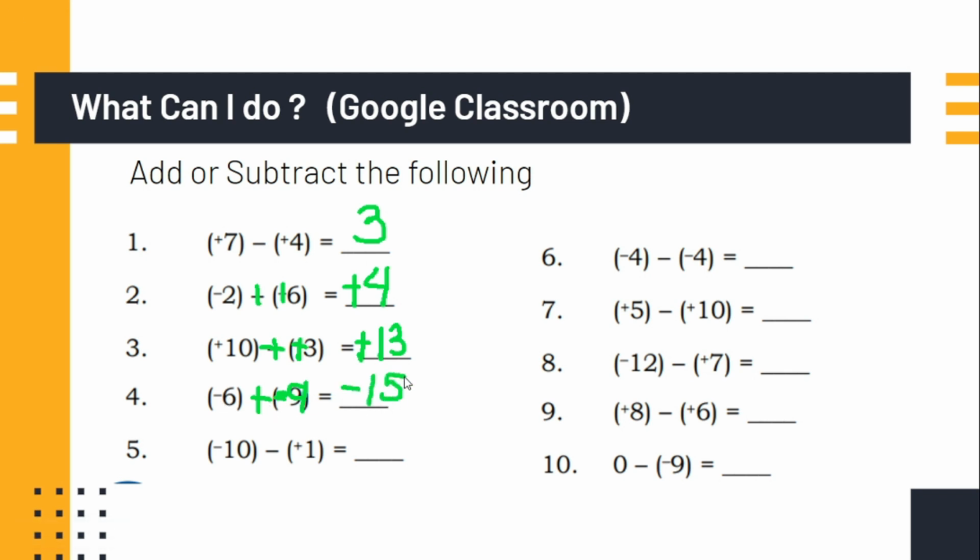Number 5. Negative 10 minus positive 1. Following the rules, negative 10 stays. Yung minus natin magiging plus. And then, yung positive 1 natin magiging negative 1. So, negative 10 plus negative 1, parehong negative. So, negative 11.